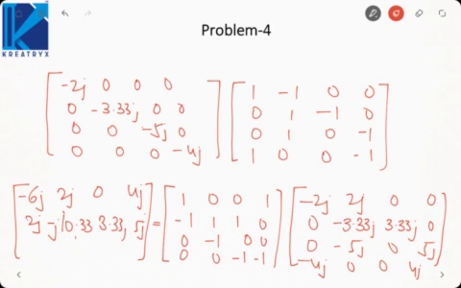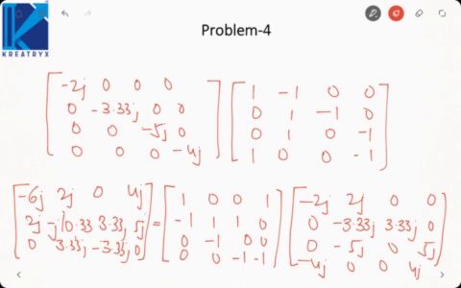Similarly, third row into first column 0. Third row into second column 3.33j. Third row into third column is actually minus 3.33j. Third row into fourth column is 0.